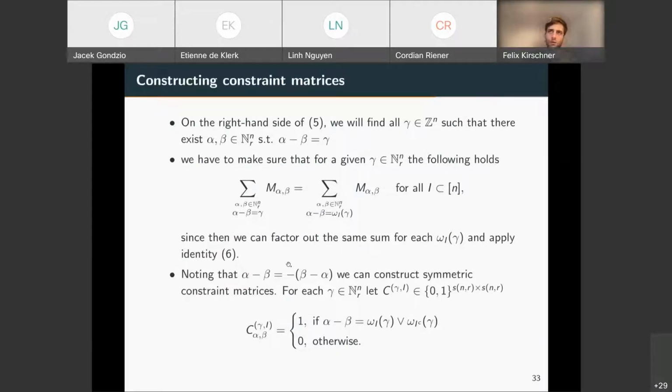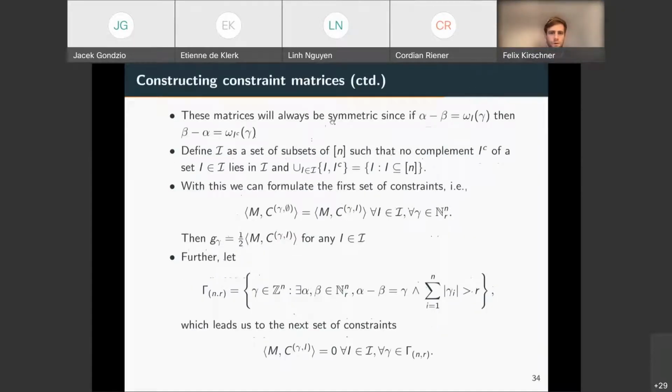And then we need to make sure that the matrices that we get are symmetric, but that is easy because alpha minus beta is the same as minus (beta minus alpha). So for a given gamma in N to the N sub r, we define the matrix C gamma i. So actually, we define a new set in a minute. But for every gamma in N to the N sub r, we define the matrix as 1 at alpha, beta if alpha minus beta is omega i gamma or omega i complement gamma, and 0 otherwise.